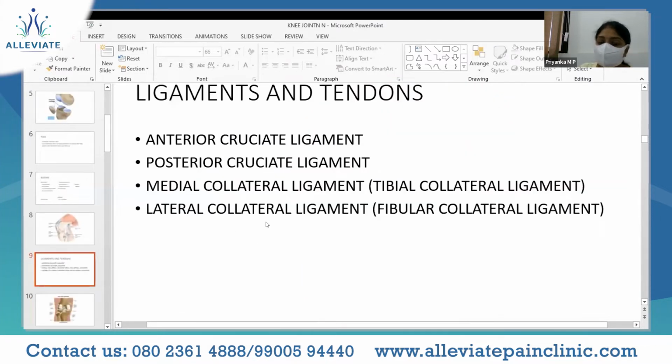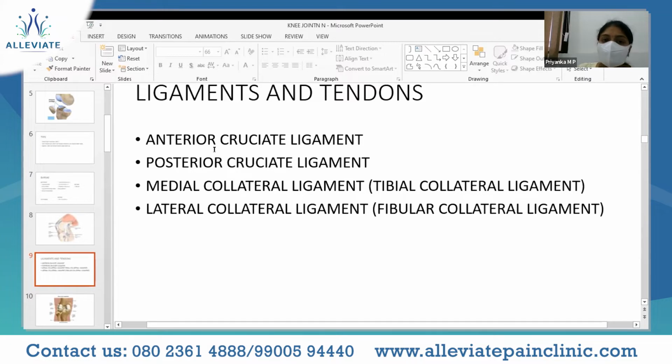And ligaments, I have taken only few important ligaments. These are anterior cruciate ligament, posterior cruciate ligament, medial collateral, also called tibial collateral ligament, and lateral collateral ligament. Lateral collateral ligament is the fibular collateral ligament because it is extending from femur to fibula, whereas medial collateral ligament is from tibia to femur. The main function of the cruciate ligaments is they provide stability to the knee joint, and they prevent anterior and posterior translation of the knee joint.